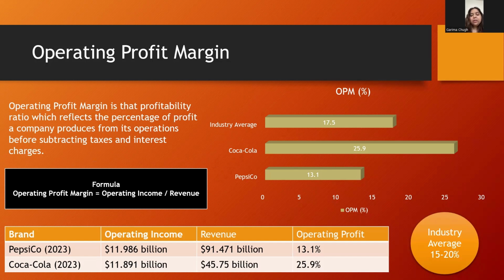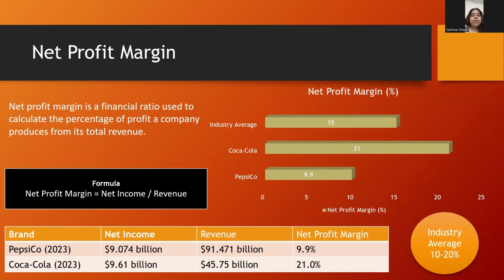Here in the given graph, we can see that PepsiCo has an operating profit margin of 13.1%, while Coca-Cola has a significantly higher margin of 25.9%. Coca-Cola's margin is well above the industry average of 15 to 20%, indicating strong operational efficiency and cost control. PepsiCo's lower margin could be due to its diversified portfolio, which includes snacks and other non-beverage items with different cost structures. Now, the next slide, net profit margin.